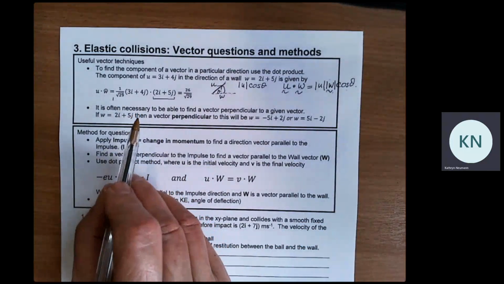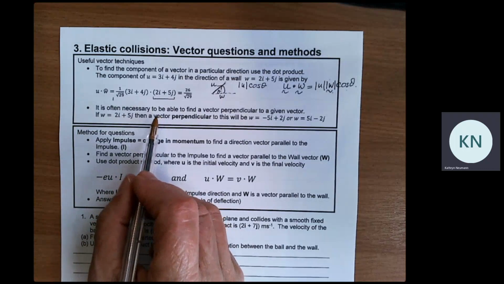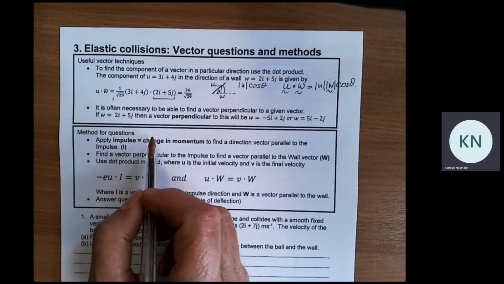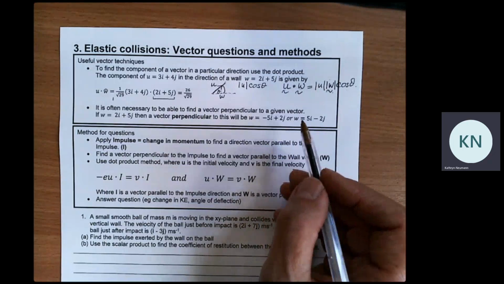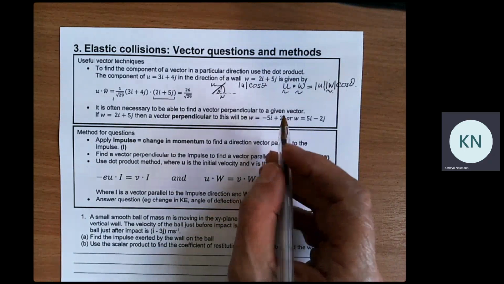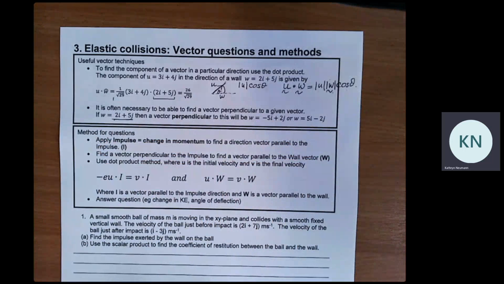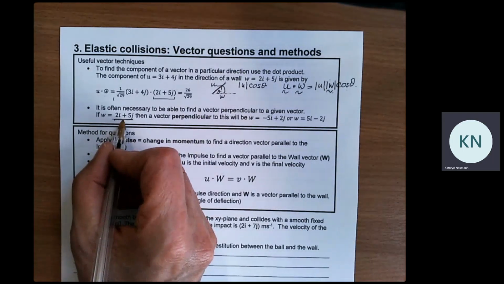It's often necessary to find a vector perpendicular to a vector. That's when you know the direction of the wall and you want to find perpendicular to that so you can see where the impulse is going to be. Some people find this very straightforward, some people don't, so it's worth making a point of explaining it. If I've got a wall that has the direction vector 2i plus 5j, then if I want something perpendicular to that, the dot product of that with the initial vector will be 0.